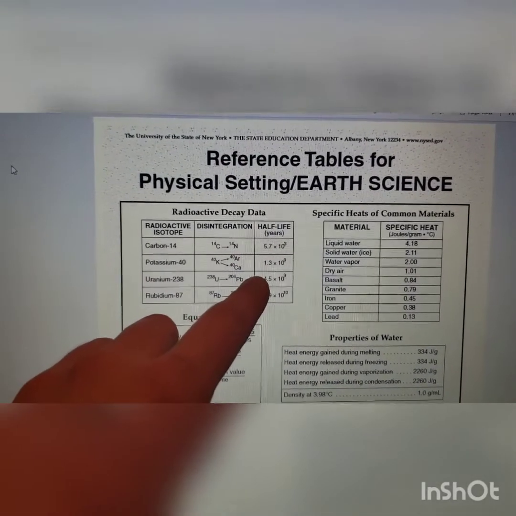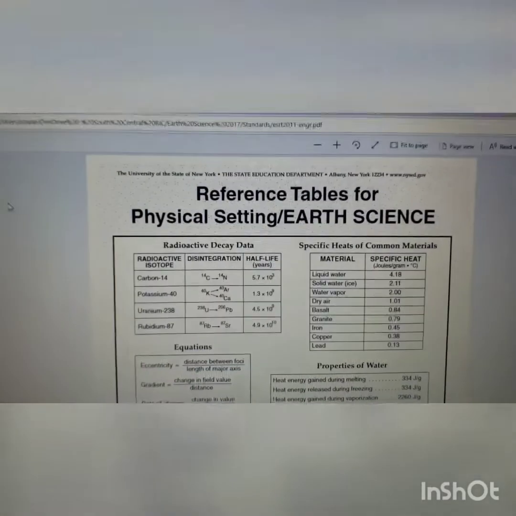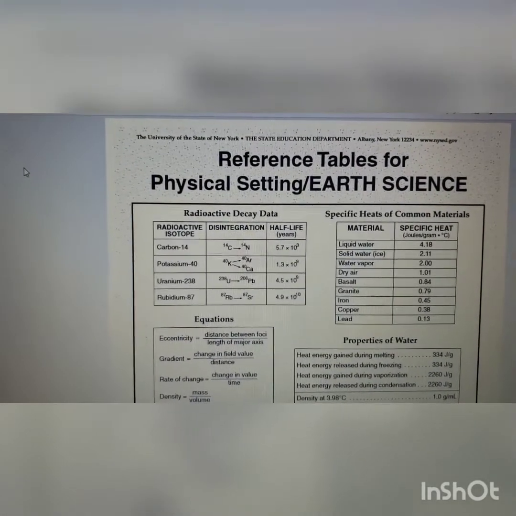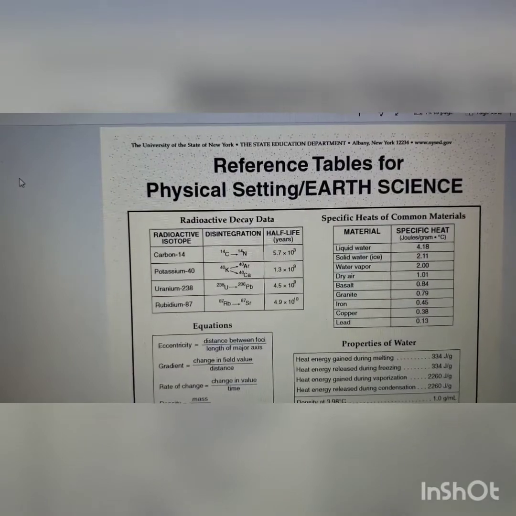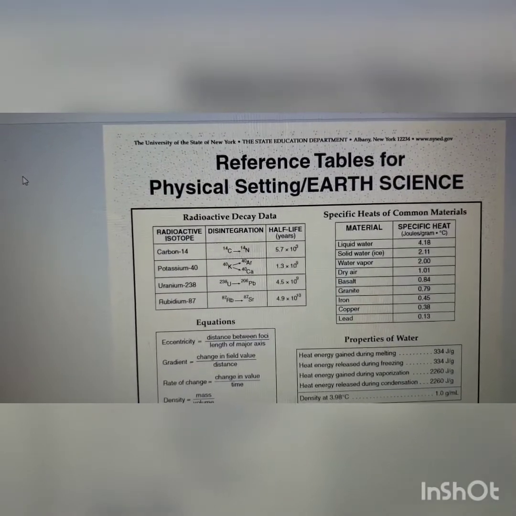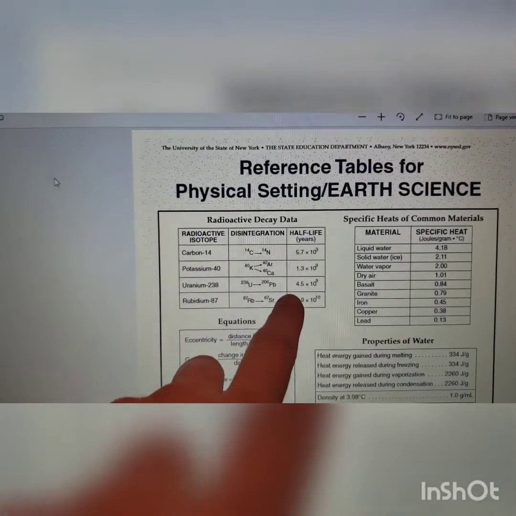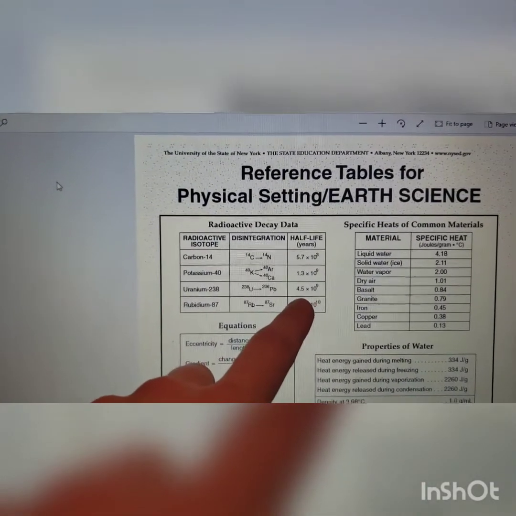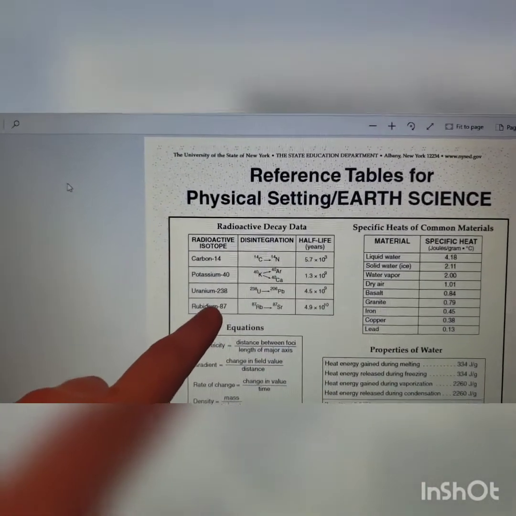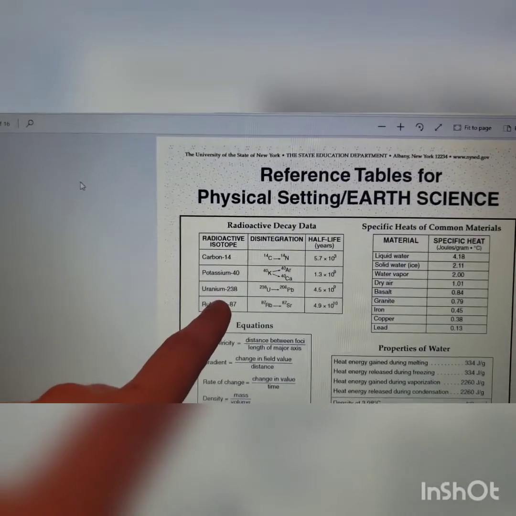Uranium-238, 4.5 times 10 to the 9th power. By the way, guys, how old is the Earth? It is 4.55 billion years old. That's the same age as the solar system. And this guy, 4.5 times 10 to the 9th power, that's 4.55 billion years old. That is the half-life of uranium.